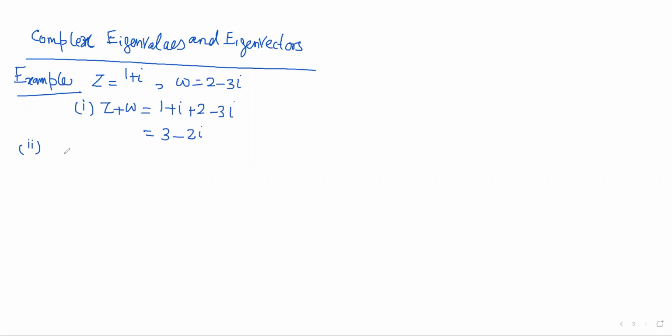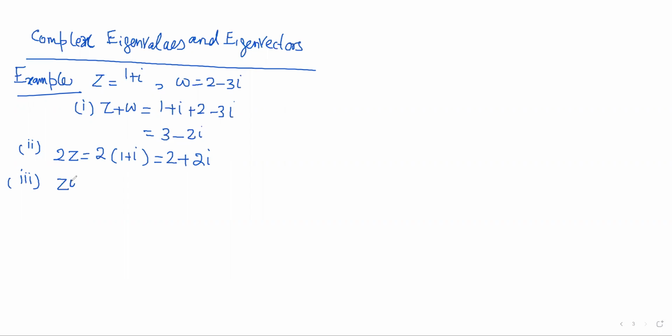What will be 2 times z? 2 times z will be 2 times 1 plus iota. So 2 will be multiplied by the real part, giving 2, and 2 will be multiplied by the imaginary part, giving plus 2 iota.